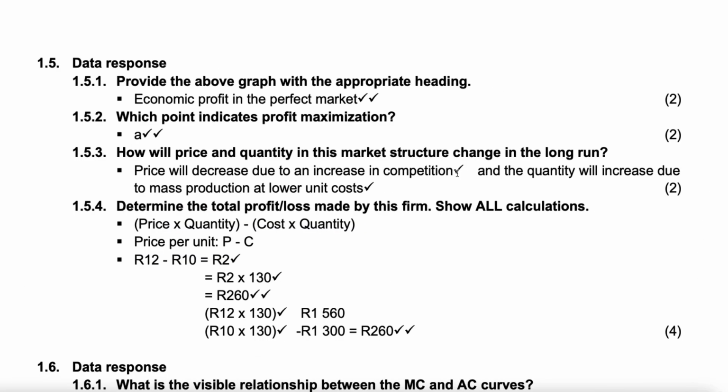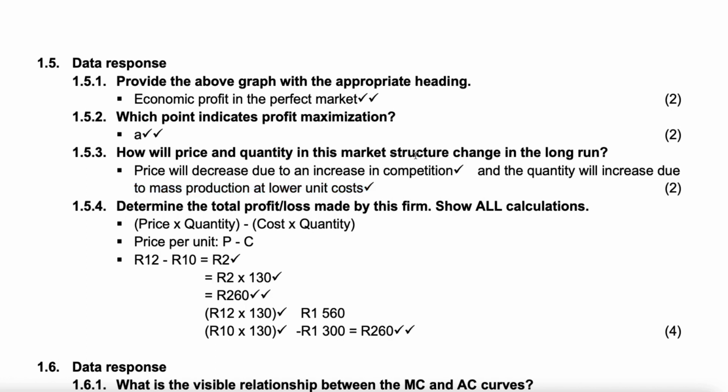When we go to our answers, what we see here is, provide the above graph with an appropriate heading. That's economic profit in the perfect market. That's what I said. Identify the point that indicates profit maximization. That will be A. Then how will price and quantity change? Like I say, price is going to decrease and quantity is going to increase. And what's causing quantity to increase is basically the fact that new firms enter. I don't quite like the response that they gave.